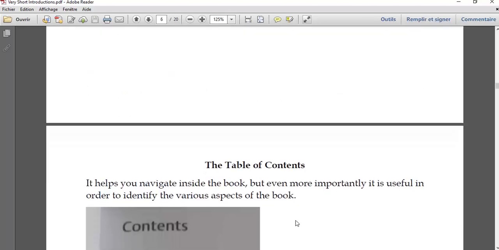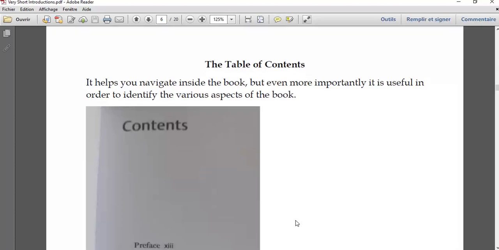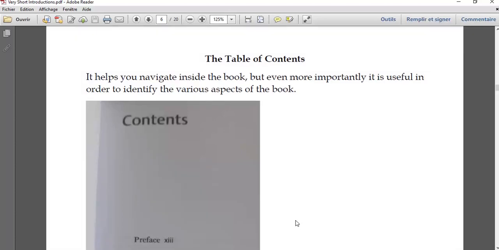One essential paratextual element is the table of contents. It helps you navigate inside the book, but even more importantly, it is useful in order to identify the various aspects of the book. Suppose that you have borrowed Malcolm Gaskill's Witchcraft, or that you have bought it, or suppose that you are just browsing this online and you have found the table of contents to make up your mind whether this book is worth buying or borrowing or not.